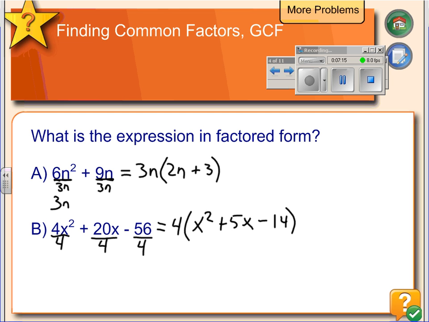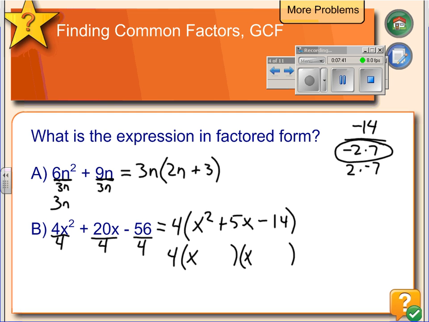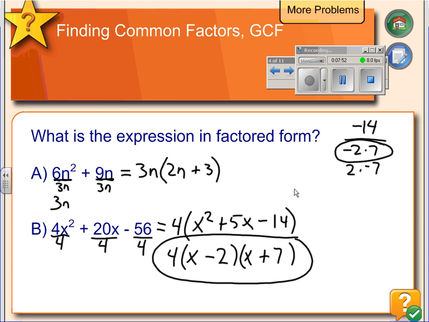Okay, now that we have the GCF factored out, this trinomial that remains can be factored further, or at least we should try to factor it further. X times x will give us x squared, and then what gives us negative 14? Well, 2 times 7 is 14, but to make it negative, one of the factors has to be negative, and this top one will add up to 5, so we can factor that as x minus 2 times x plus 7. So there it is in fully factored form. But you should always factor out a GCF first.